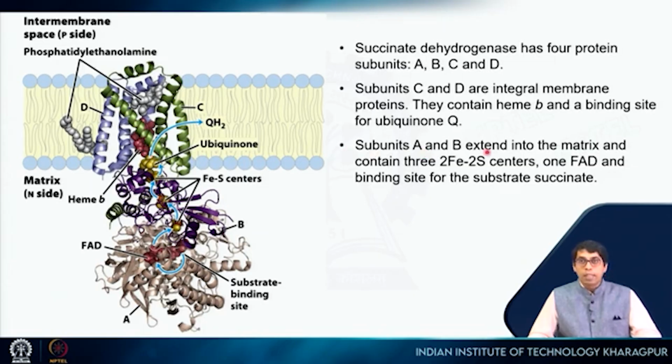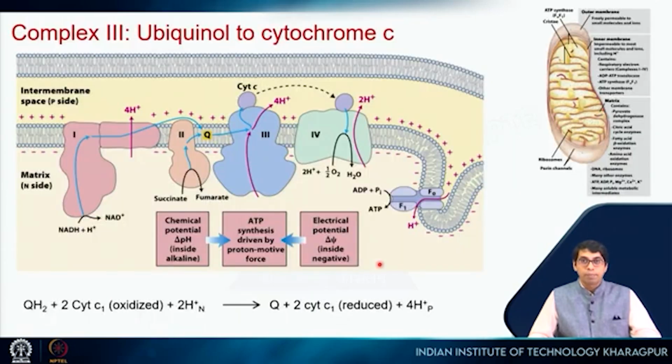Subunits A and B extend into the matrix. So this is A and B, and they are more in the matrix, right, than in the membrane, and they contain 3 iron sulfur centers and 1 FAD bound to it, and they also have the binding site for the substrate. So the substrate will bind somewhere here. Okay. So electrons are transferred to ubiquinone at this point.